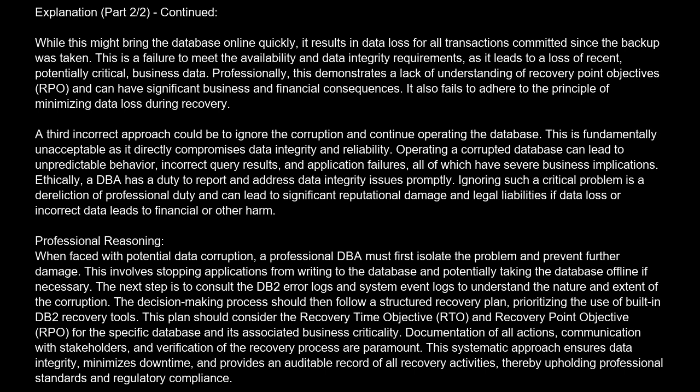Professional reasoning. When faced with potential data corruption, a professional DBA must first isolate the problem and prevent further damage. This involves stopping applications from writing to the database and potentially taking the database offline if necessary. The next step is to consult the DB2 error logs and system event logs to understand the nature and extent of the corruption. The decision-making process should then follow a structured recovery plan, prioritizing the use of built-in DB2 recovery tools.